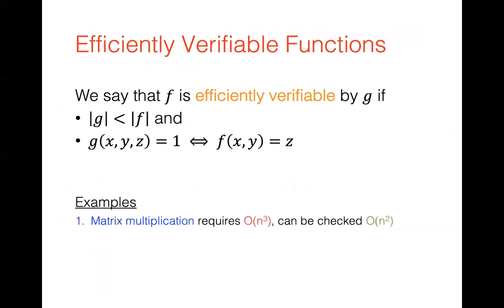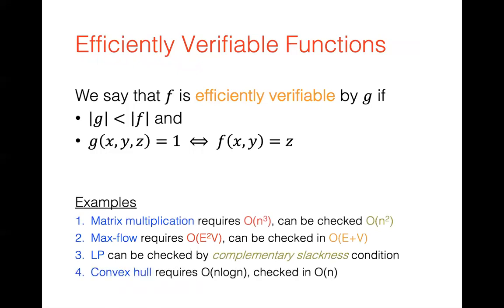And there are many families of algorithms that are efficiently verifiable. Matrix multiplication can be checked just by using Freivalds' algorithm. Max flow can be checked by looking at the min cut. Linear programming computations can be checked by the complementary slackness condition. Convex hull can be checked by just looking at the convexity requirement on each point in the hull. And in all of these, you can see that checking is an order of magnitude smaller, in terms of the input size or even the computation size, than computing the function itself.